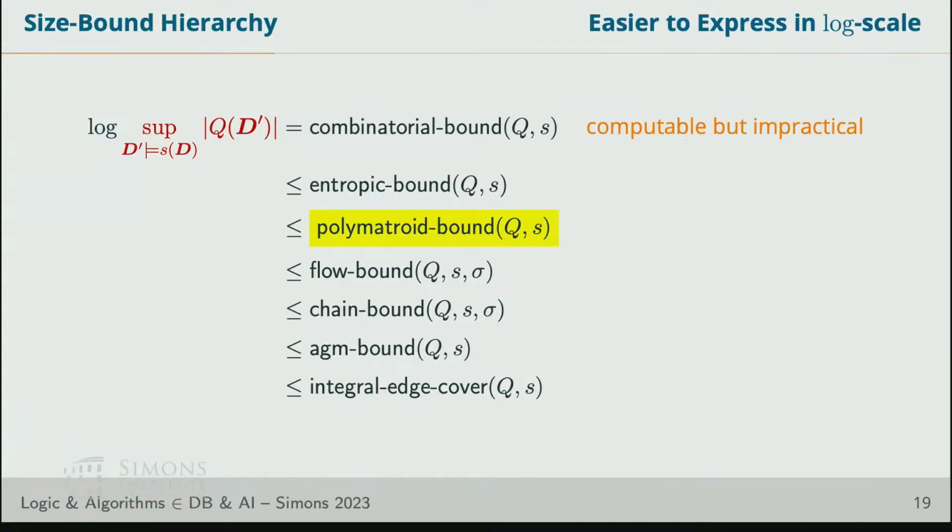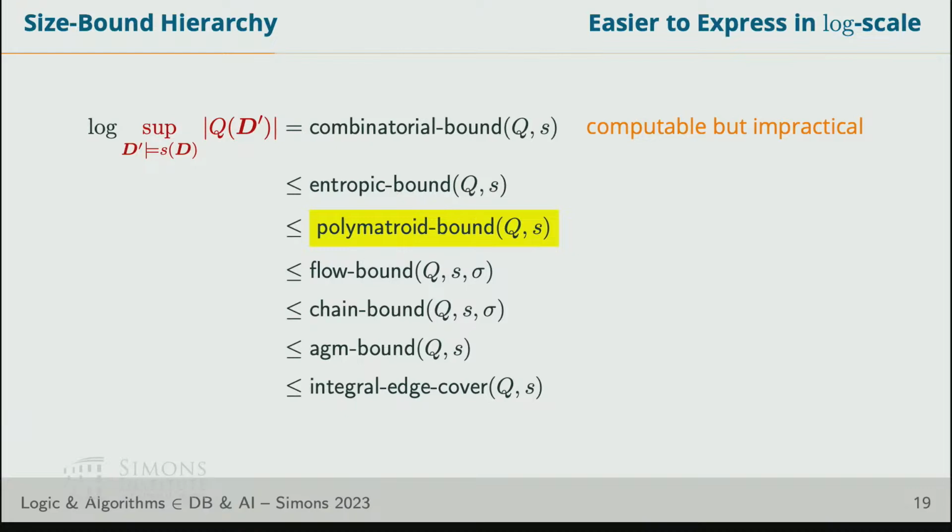Now, there's something called the combinatorial bound, which will be an exact equality. It's probably computable, but impractical. And now I'll explain why. And then because of that, we will have a hierarchy of bounds that will approximate this as much as possible. And the one that we'll be focusing on is the polymatroid bound. And I'll have an example to explain where all these bounds come from. Actually, only these two bounds. We'll ignore the rest of the bounds. Okay. So let's look at one example for now.